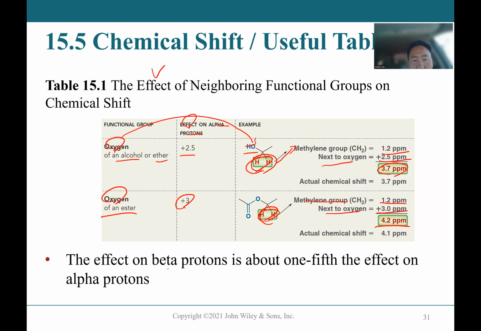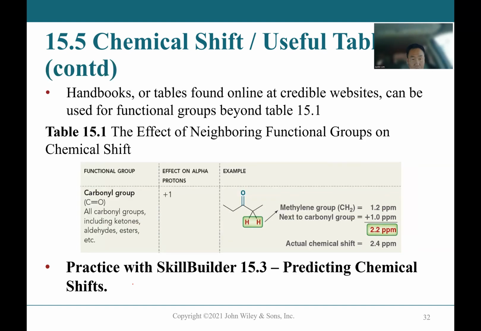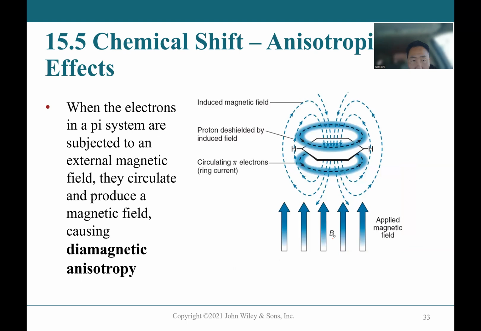The effect on beta proton is about 1/5 the effect on alpha proton. Also, carbonyl group, so add plus 1. So methyl group next to a carbonyl group, add plus 1. So you might see the methyl group around 2.2 ppm. When electrons in a pi system, let's skip this one.